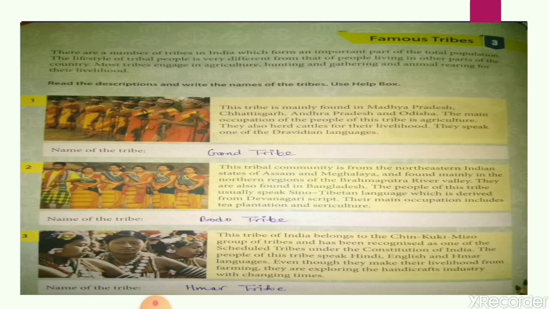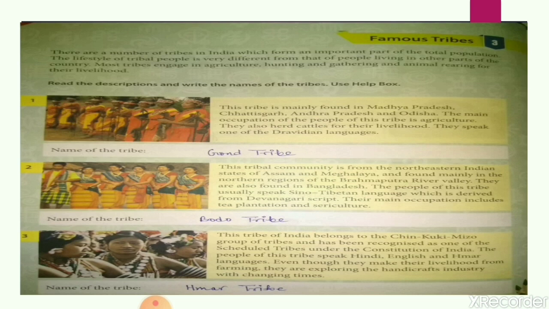So, first image you can see, this tribe is mainly found in Madhya Pradesh, Chhattisgarh, Andhra Pradesh, and Odisha. The main occupation of the people of this tribe is agriculture. They also herd cattle for their livelihood, and they speak one of the Dravidian languages. So this is the Gond tribe, and they are a group of Aboriginal people of Central and South Central India, and now officially they are designated as scheduled tribes.